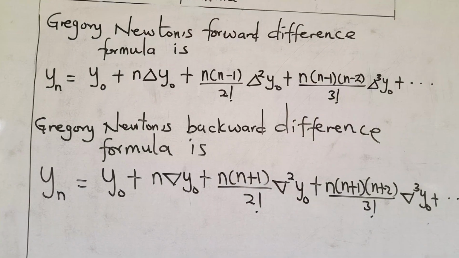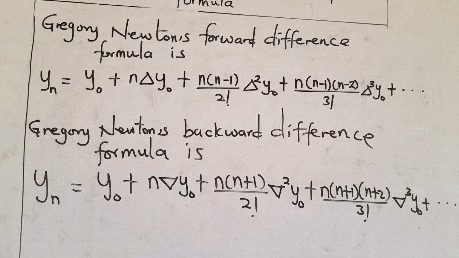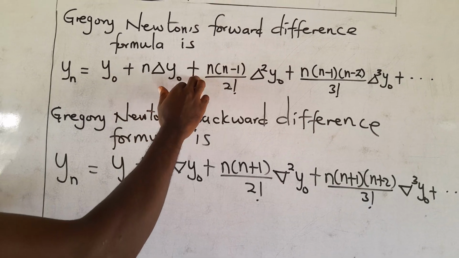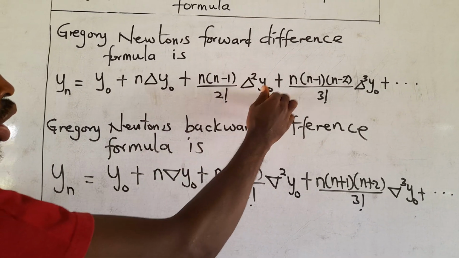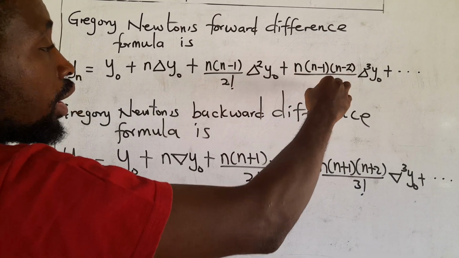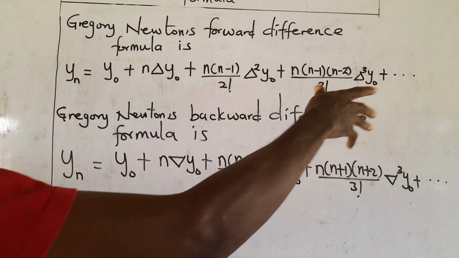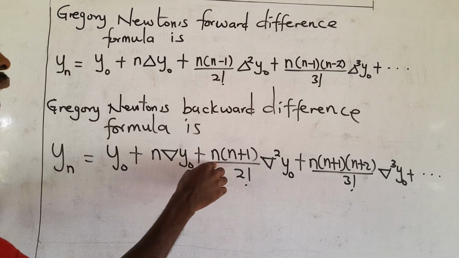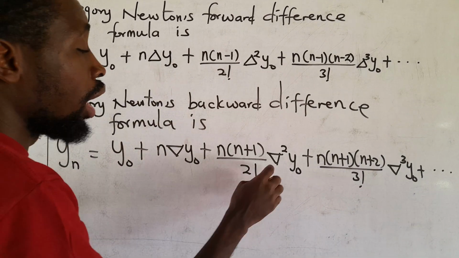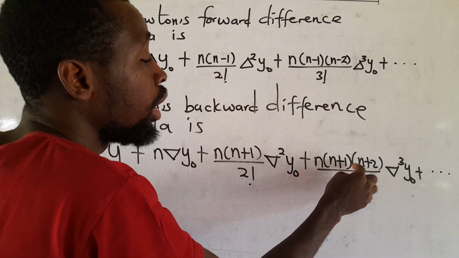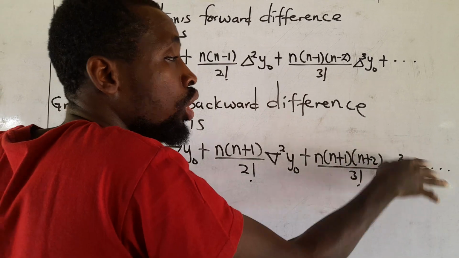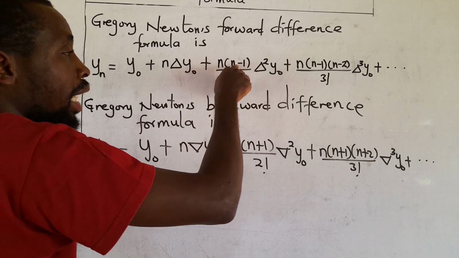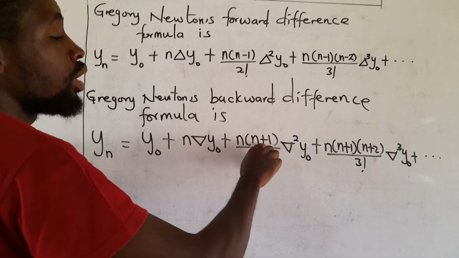So we have been learning about the Gregory Newton's forward difference formula and backward difference formula. With the forward difference formula, we say yn is equal to y naught plus n delta y naught plus n minus 1 over 2 factorial delta square y naught plus n minus 1 n minus 2 over 3 factorial delta cube y naught plus in that order. And the backward difference formula is yn is equal to y naught plus n nabla y naught plus n plus 1 over 2 factorial nabla square y naught plus n plus 1 n plus 2 over 3 factorial nabla cube y naught in that order. So the difference, however, is that whilst the forward difference is having negatives, so minus, minus, minus, the backward difference is having positive, plus, plus, plus.